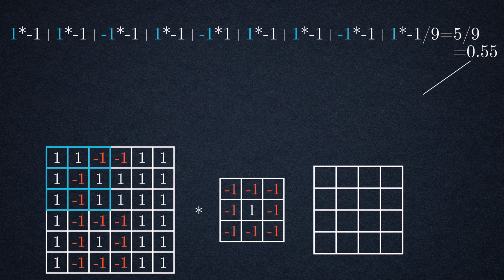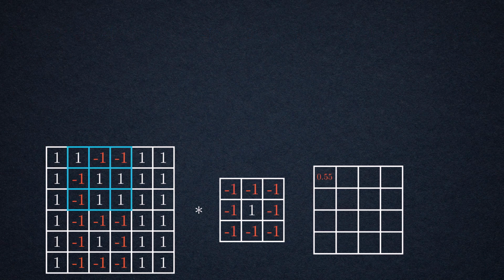Then we put this number into a new matrix, or you can say filter map or output image. Now we shift our blue box one position to the right. Shifting the blue box by a certain position is called stride. In our case, the stride is 1 by 1 because we are shifting our box one place at a time.